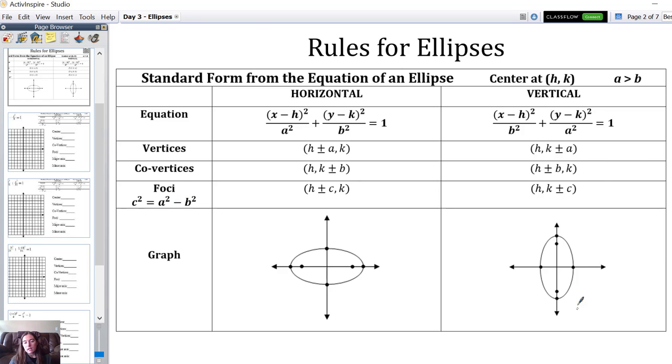For vertical ellipses, we have very similar situations, except in our standard form, a and b switch places. This time a squared is with y and b squared is with x, so then that switches the vertices. Here it's going to be k plus a and k minus a for the vertices. For the co-vertices, it's going to be h plus b and h minus b, and for the foci, it's going to be k plus c and k minus c. That's a lot of information. Let's look at an example.